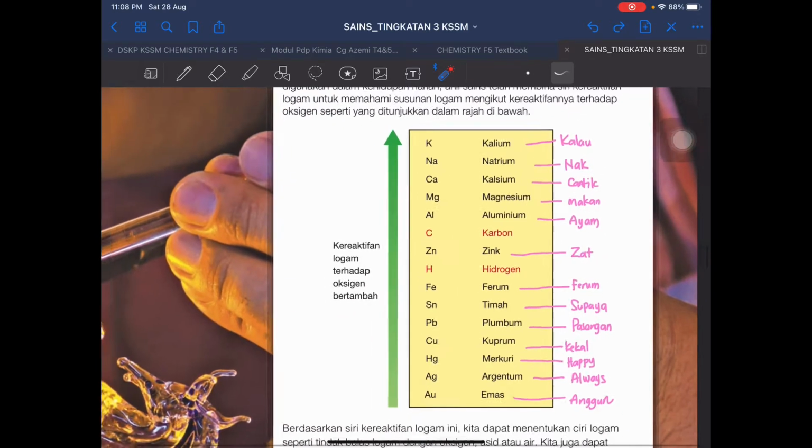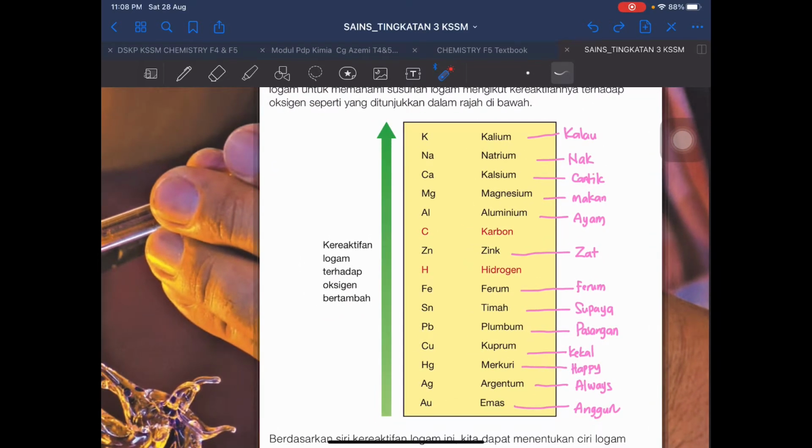Okay, how to hafal this one? This is my way. If your teacher already taught you her way or his way when you were in Form 3 and you still remember, yes, please remember it that way lah. Okay, kalau nak cantik: Kalau is for kalium, K. Nak is for Na, natrium. Cantik is for Ca, calcium. We spell it CAL in English kan. Kalau nak cantik, makan ayam. Makan is for magnesium, Mg. Ayam is for aluminium, Al.